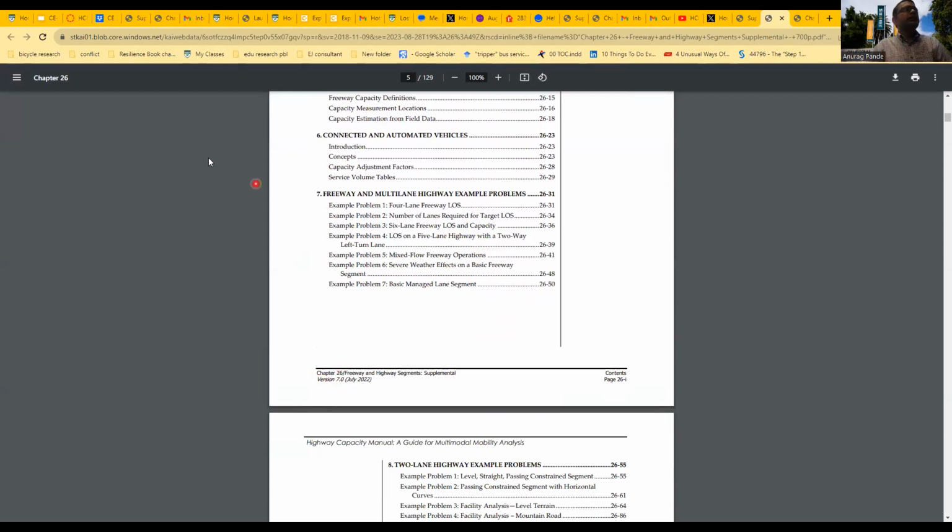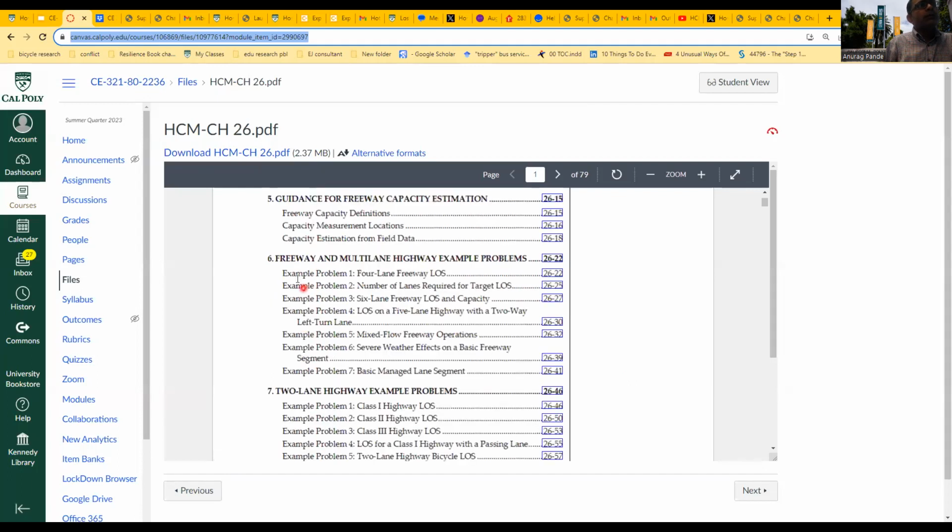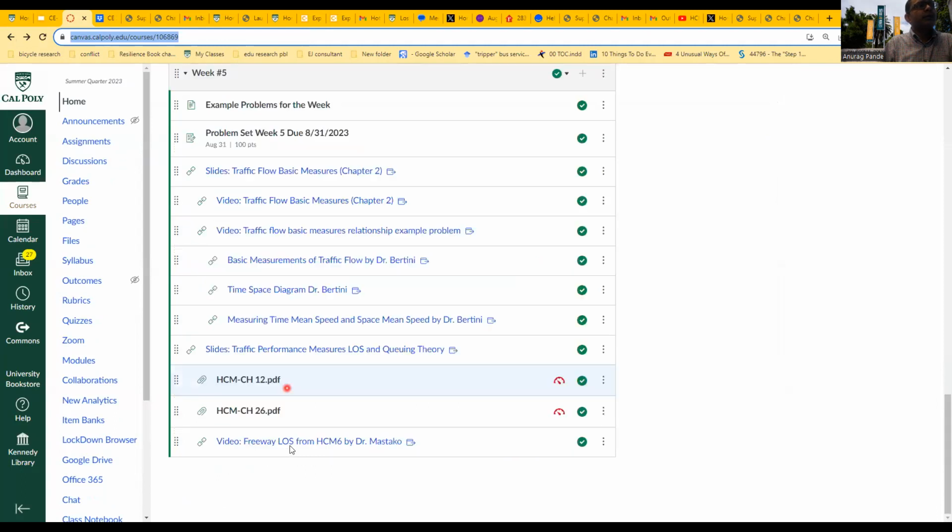So again, you don't have to look it up, but I just wanted to make sure that you're aware that the HCM Volume 4 is a freely available resource. But again, you don't have to go and look that up at all, because all of what you need, even though I provided it from version 6, these problems 1, 2, 3, and 6 are exactly identical. And then you could follow along with Dr. Mastico's video to learn how to apply the methodology in chapter 12 to solve some of the problems that are discussed in the example problems provided in chapter 26.